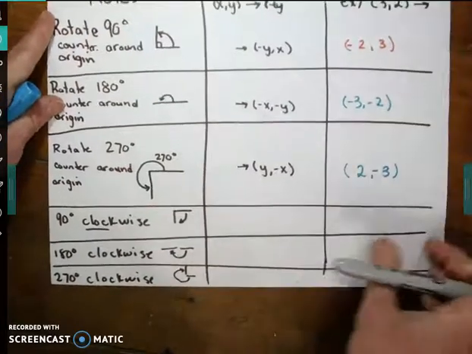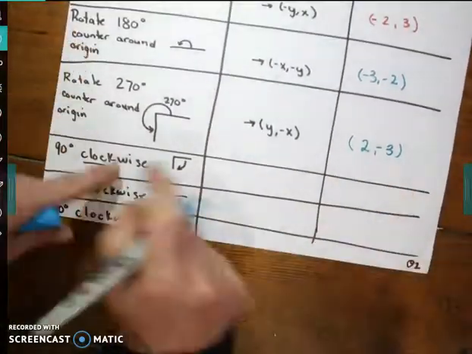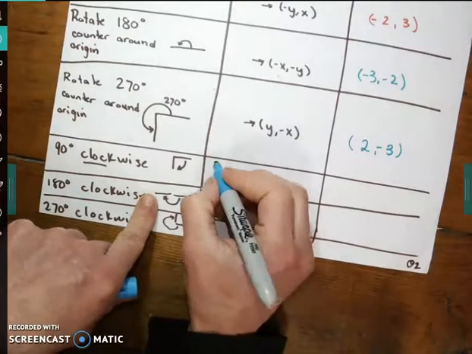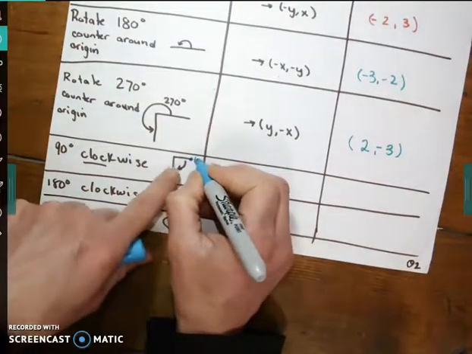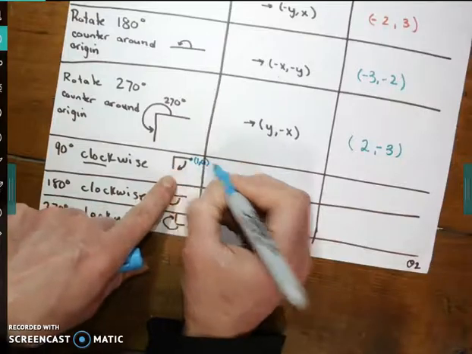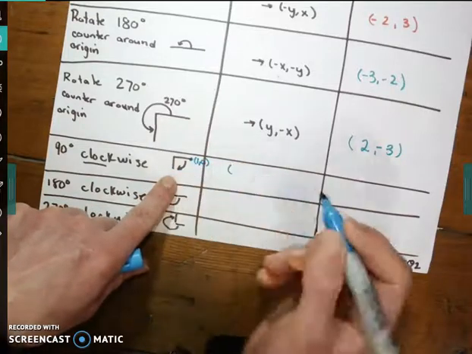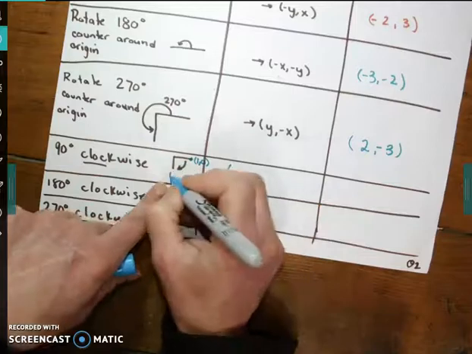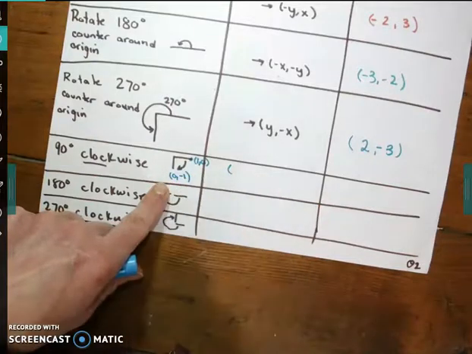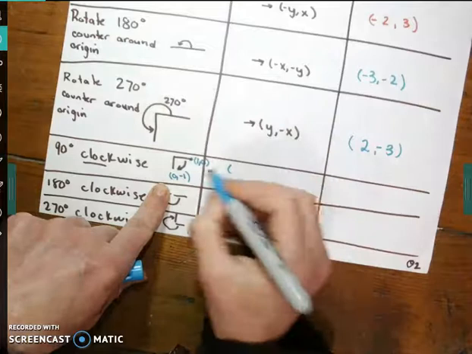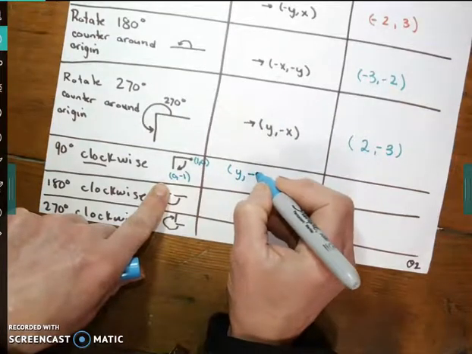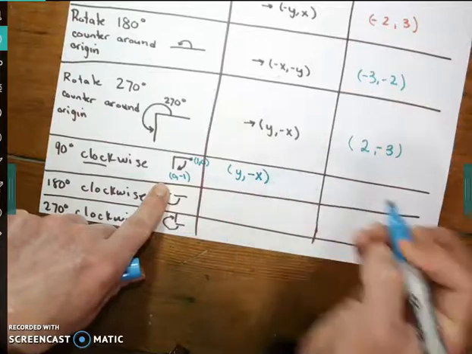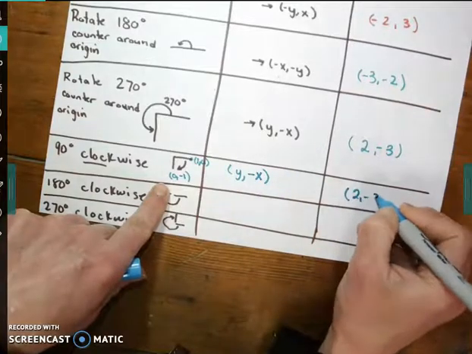So what would you expect to happen if you went 90 degrees clockwise instead of counterclockwise? What would happen? So let's just think about this easy point. Let's call it 1, 0. If I go down, now it would be at 0, -1. So if we're trying to make a rule, I'm probably switching the order and changing the sign. So this would be 2, -3.